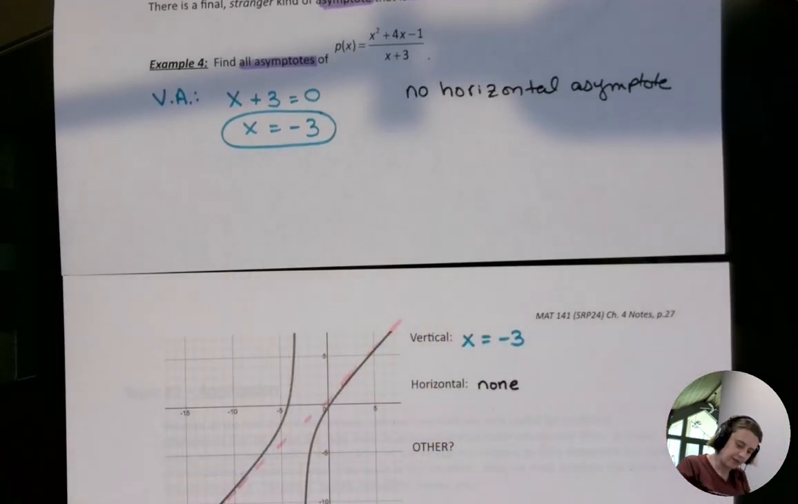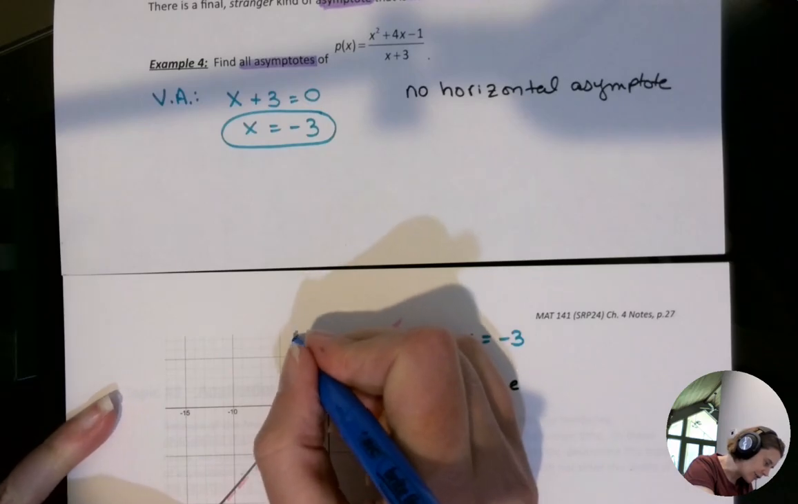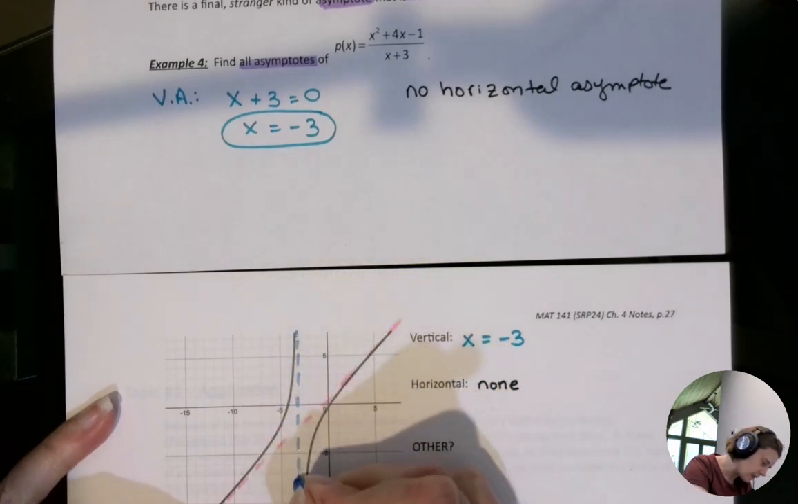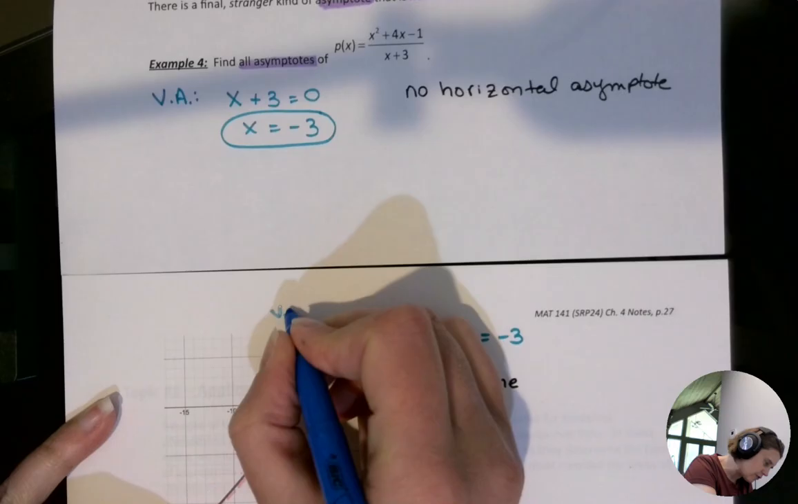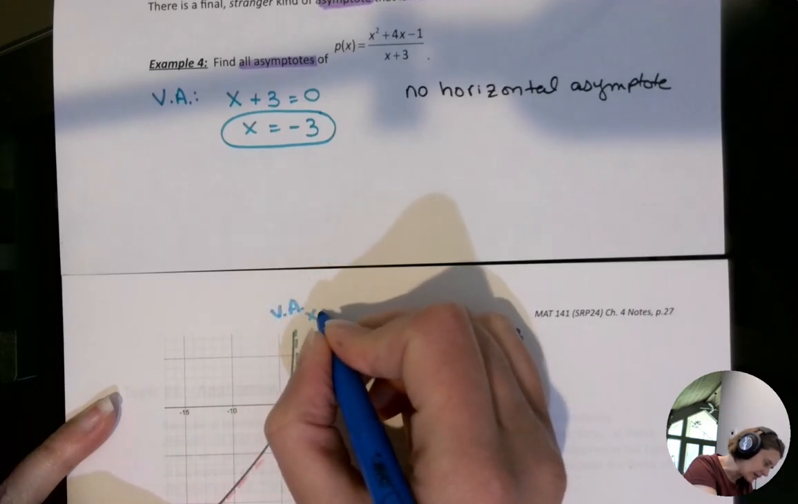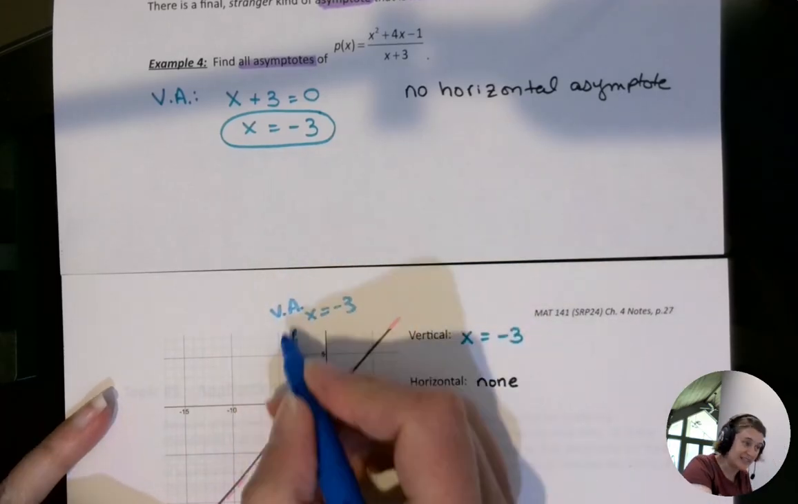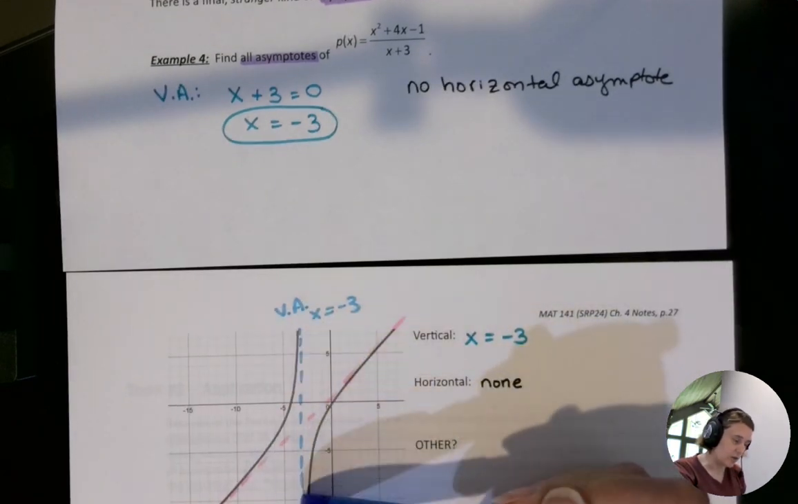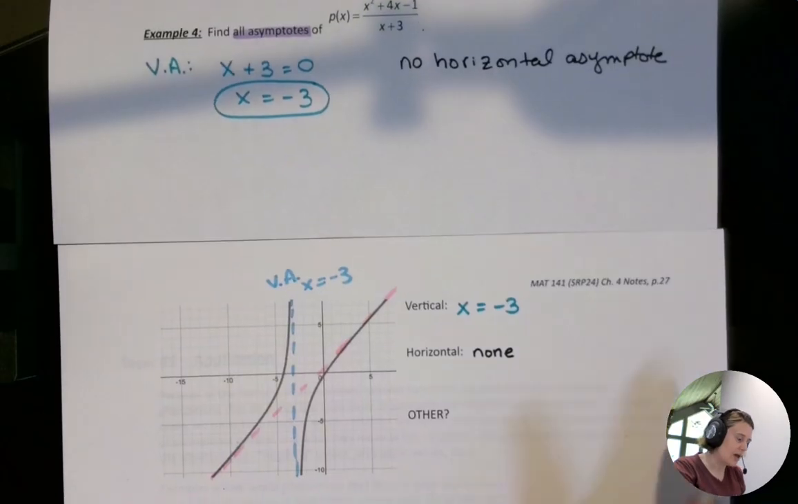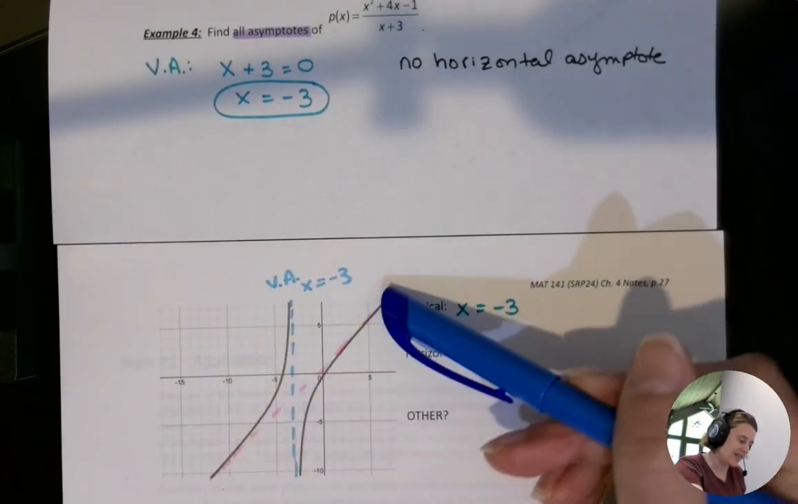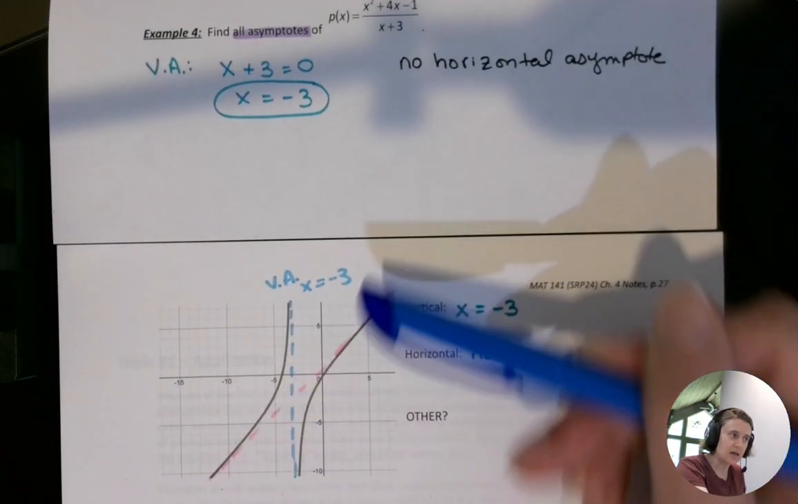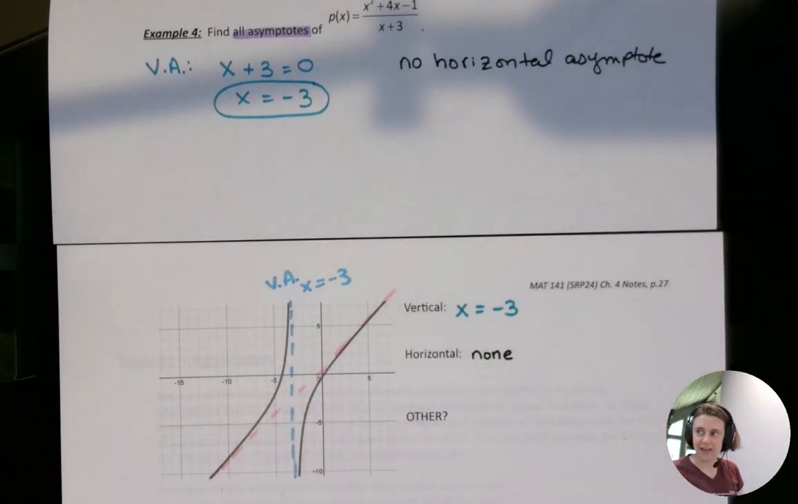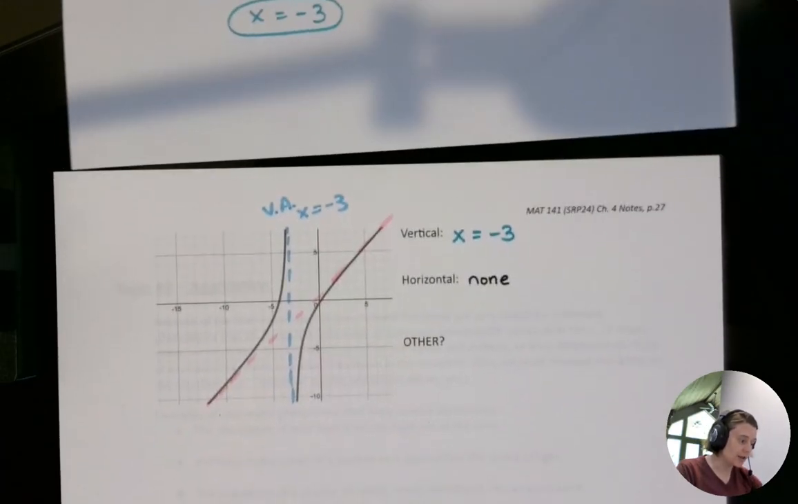So the graph, let me draw in that vertical asymptote as well. That vertical asymptote right here, vertical asymptote at x equals negative 3. The graph is definitely approaching that vertical asymptote, both on the left and on the right as you approach negative 3. But there seems to be something that's diagonal or slant that we're approaching. So we need to find that other asymptote. We're going to find that other asymptote using long division.